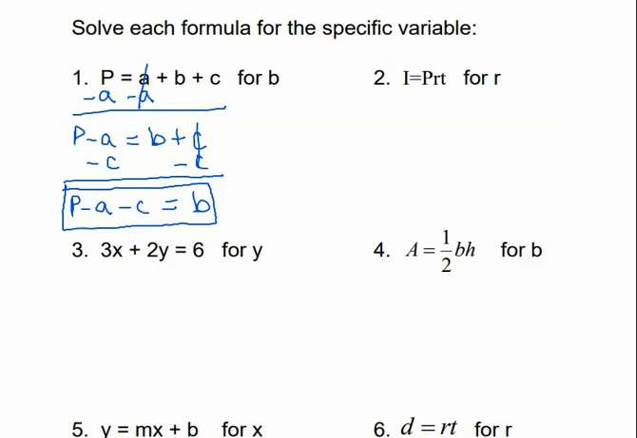For number 2, I have I is equal to PRT, and they want us to solve for R. Well, R is connected to P and T by multiplication. So to undo that, I'm going to divide. I want to get rid of the P and the T, so I'm going to divide both sides by P and T. So the P and T cancel, and I'm left with I over PT equals R, and that's my answer.